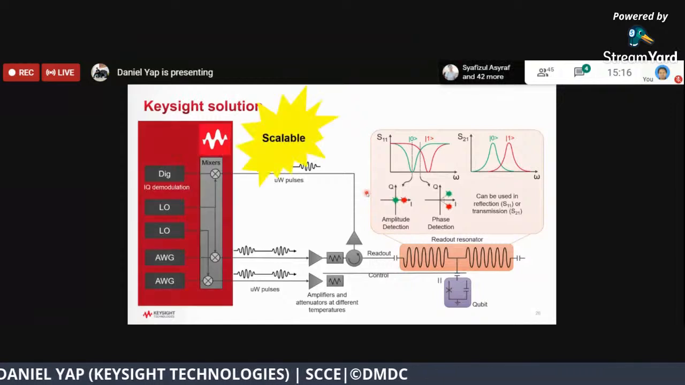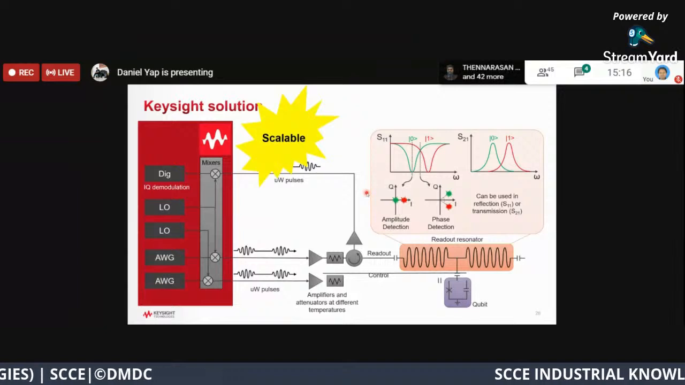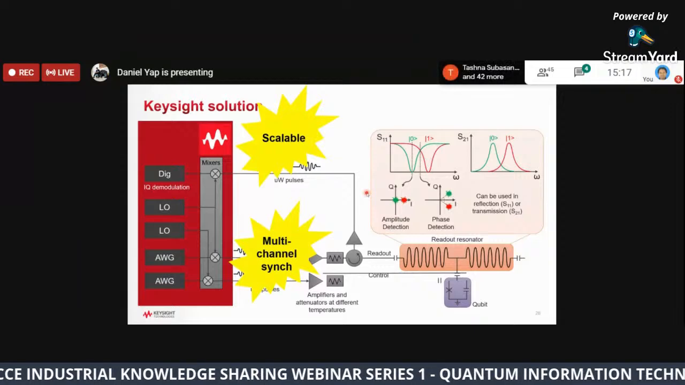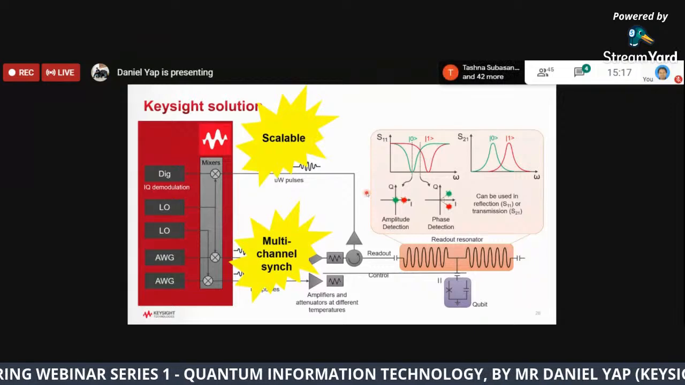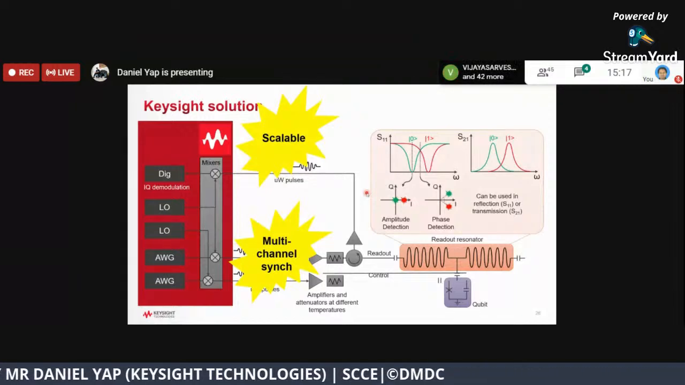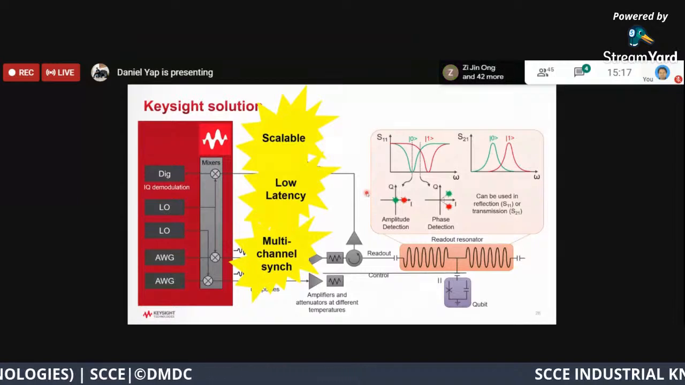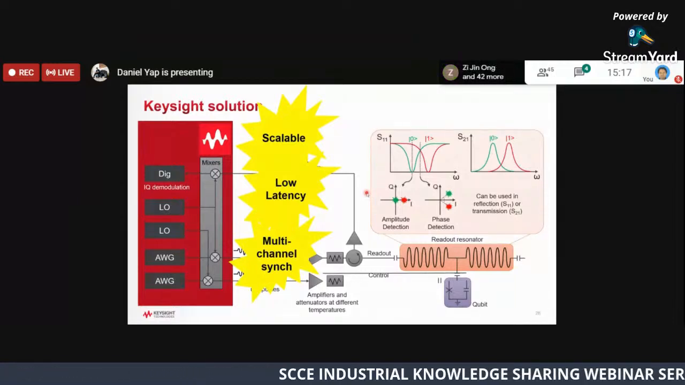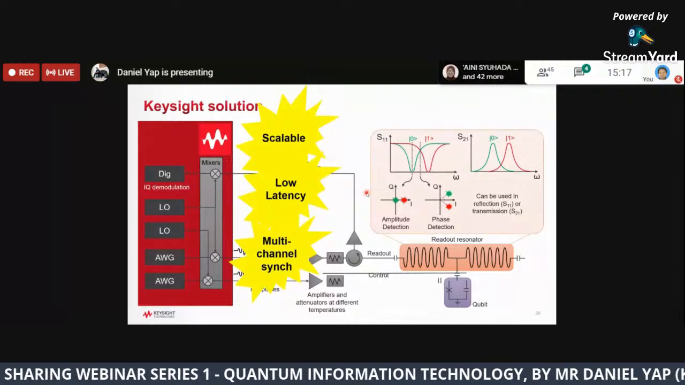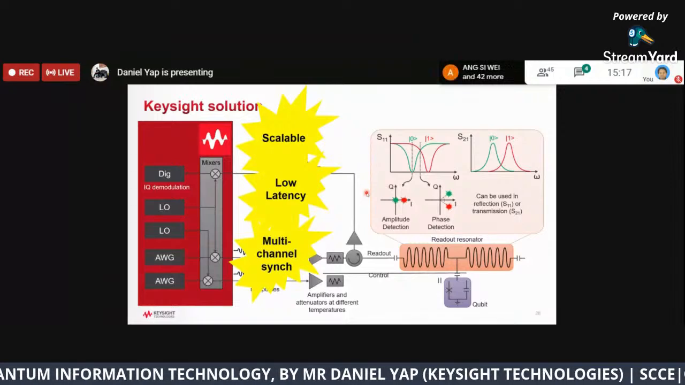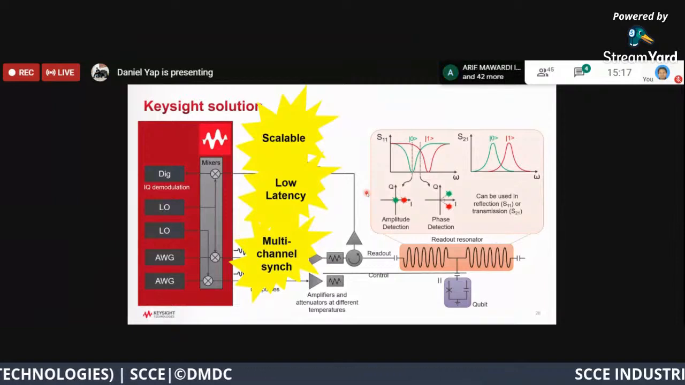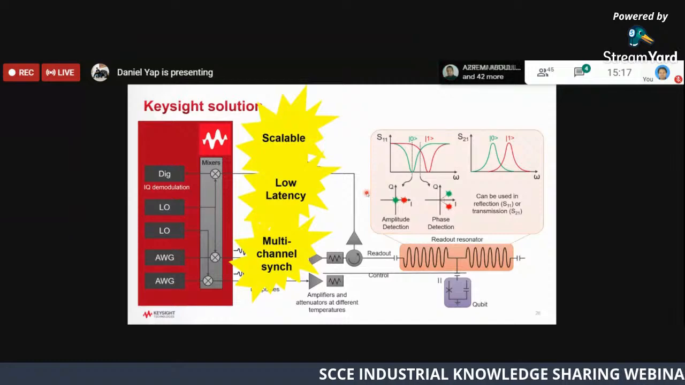Okay. So we want to help researchers with a solution that is scalable, with multi-channel sync, one qubit talking to the next qubit, and the next qubit, all synced together with the error correction control, QEC, and so on. And at the same time, low latency. I hope maybe some of you have the opportunity in the future, if you like this field, to see how software plays a critical role in controlling all these synchronizations. It's really amazing.